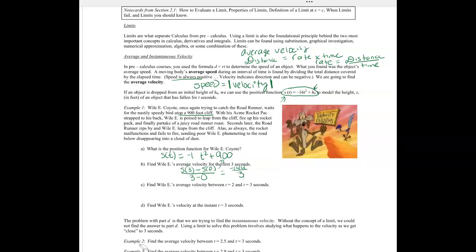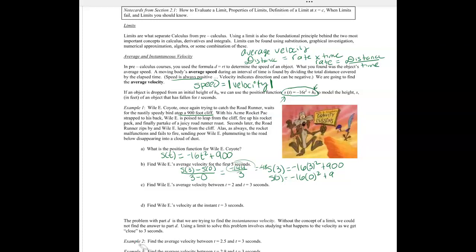So again, how I got that 144, oops, I erased my 16. I got my s of 3 is equal to negative 16 times 3 squared plus 900. And I got the s of 0 is equal to negative 16 times 0 squared. Oops, that should be a squared as well. Plus 900. And then I took those two answers and I subtracted them up top, which is how I got that negative 144. Alright, dividing that by 3, I should get negative 48.